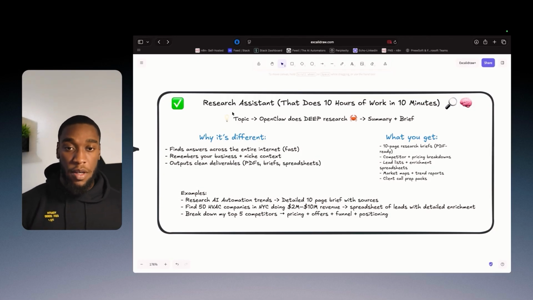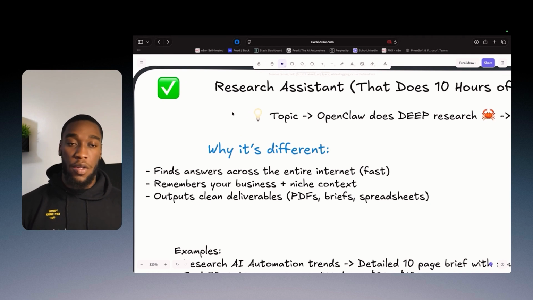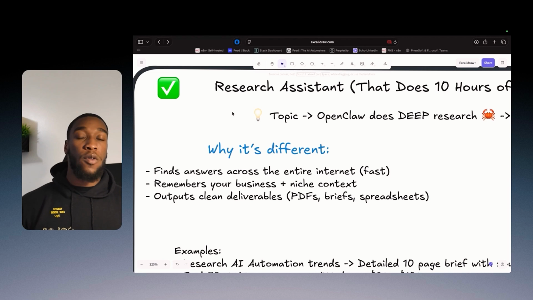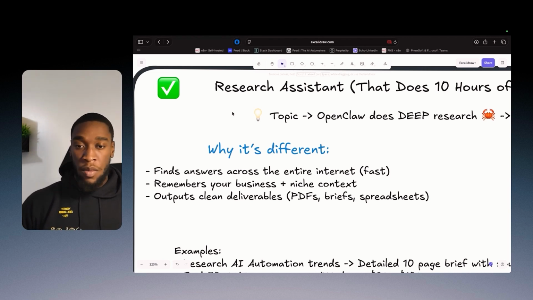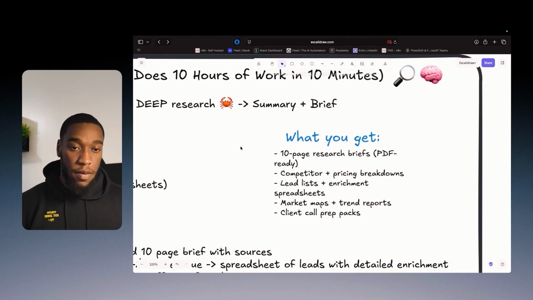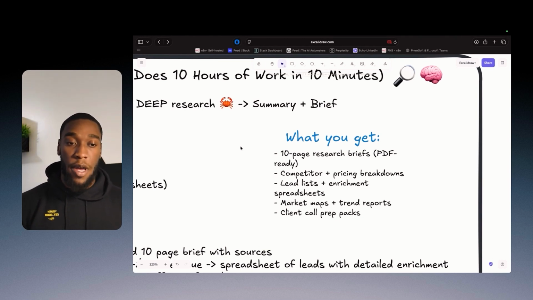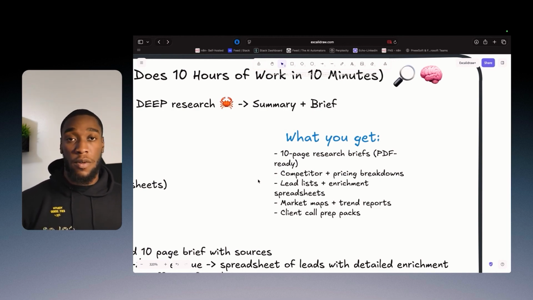This is different because it scours the internet fast on different types of sources, including websites, different PDF files, or things of that nature that you wouldn't normally have access to with regular agents. It remembers your business as well, with context and also the niche that you're in. And like I mentioned, it outputs clean deliverables in many different formats. What you get is, for example, 10-page research briefs, competitor and pricing breakdowns, lead lists plus enrichment spreadsheets, and also market maps and trend reports. These are really high-level technical outputs that you would normally have to hire someone in-house to do.